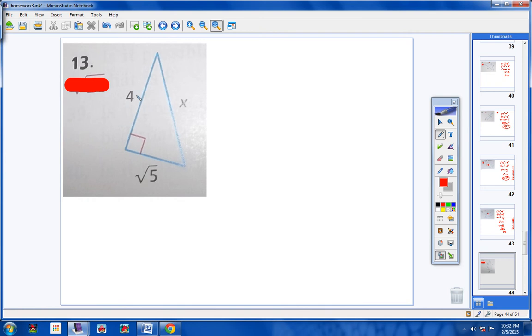Alright, number 13, here we go. Excuse me for yawning. I have a right triangle, and I know 2 sides, and I'm missing a third side, so I can use leg squared plus leg squared equals hypotenuse squared. One of my legs is 4. My other leg is square root of 5. And my hypotenuse is x.